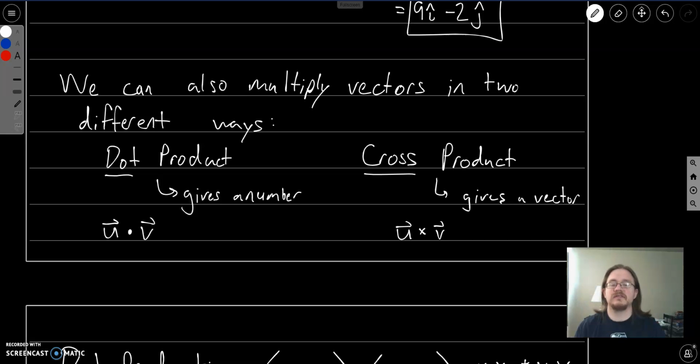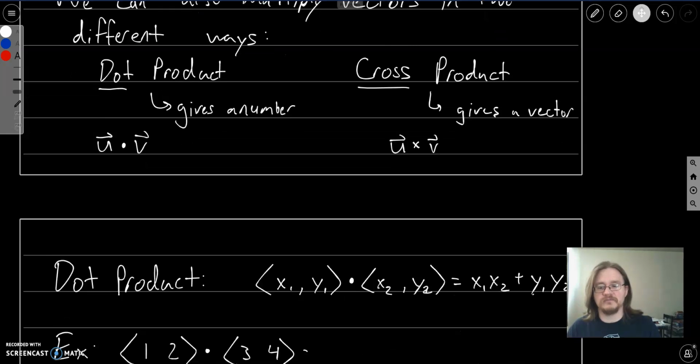So this is something important to remember, so that when you're doing a question, you can think, oh, have I gotten the right answer? Well, if you're taking a dot product and you get a number, that's a pretty good indication that you're doing something right. If you take a dot product and you get a vector, that might mean that something else has gone wrong. So we'll focus on the dot product in this video and the cross product in the next video.